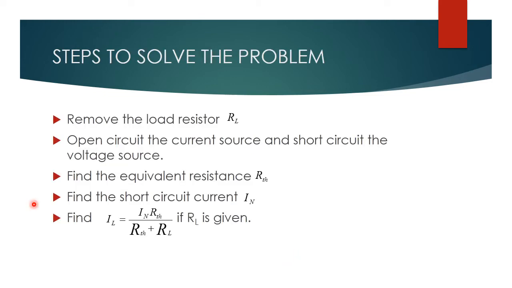Next we are going to see the steps to solve the problem. First step, remove the load resistor RL. Then open circuit the current source and short circuit the voltage source. After that, find the equivalent resistance, that is R Thevenin. Then find the short circuit current IN. Then at last, if RL is given, then using the current division rule, we can find IL. IL is equal to IN into RTH divided by RTH plus RL.